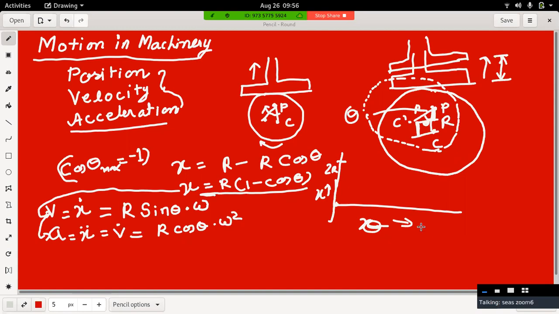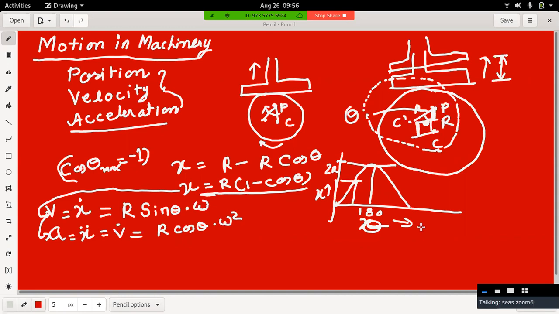So when theta is equal to 0, the distance moved is 0. When theta is 90, the distance is r. And when theta is 180, the distance is 2r. This is 180 and here it is 2r. Somewhere at 90 it was r.